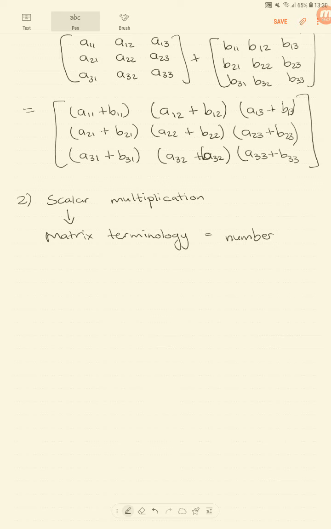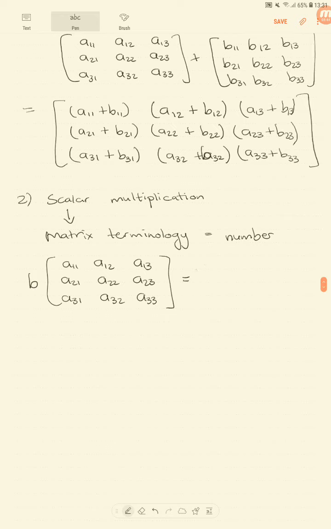Okay. So for example, if we take our general A matrix, A11, A12, A13, A21, A22, A23, A31, A32, A33, and we multiply this by the scalar b, so in this case b is only a number. For scalar multiplication, you multiply the scalar, in our example b, with each element in the matrix.